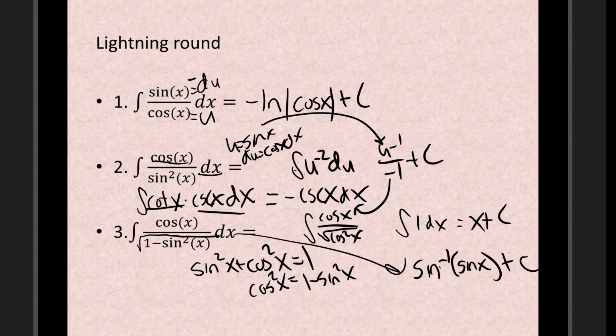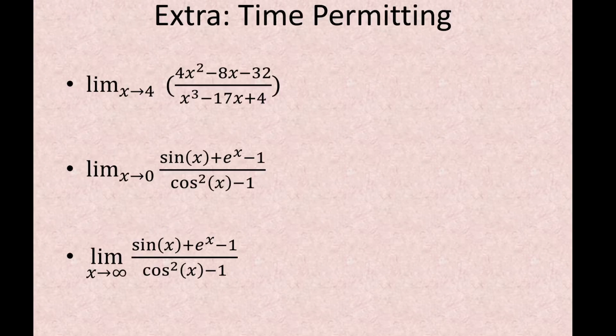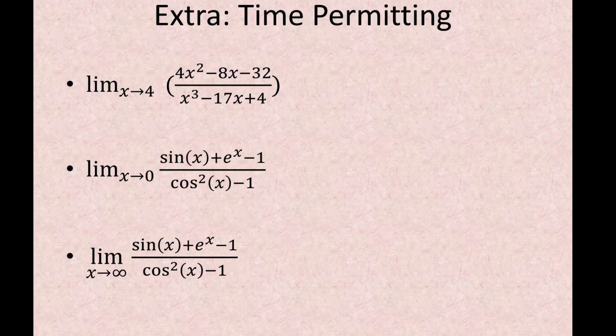Three out of three? Nice, nice. 1 out of 3, 2 out of 3, okay. 2 out of 3 is not that bad. I wouldn't be too sad about that. Those were a little bit tricky. Cool. This is the extra time. Time permitting. 3 different limits.